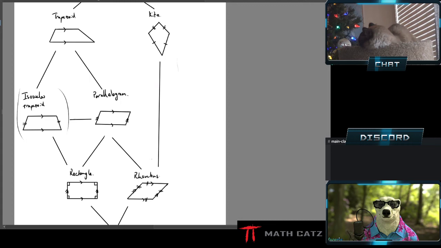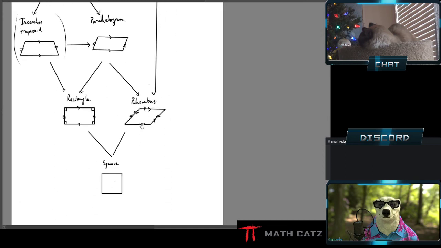I guess we should put arrows, right? Specializing this way, this way, this way, this way, this way, down. So ones down the arrow are more special or more specific types of further up. The one most people struggle with, in my experience, is the kite. The kite. It is a little different.